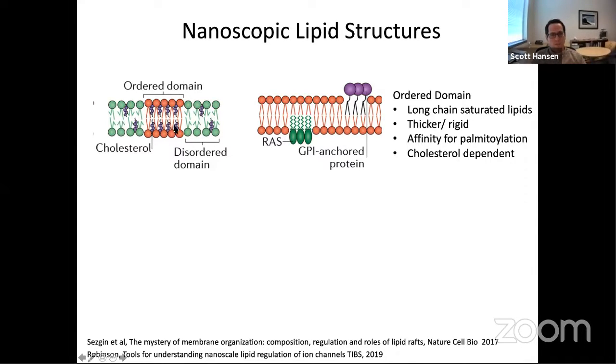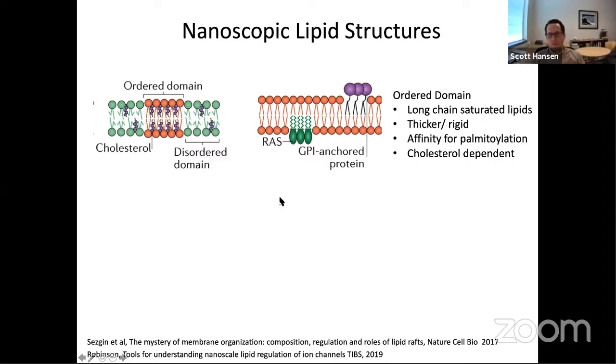And that is, one, these ordered lipid domains. They're comprised of saturated lipids. They're long chain saturated lipids, and cholesterol organizes them. There's also what is called a disordered region, where the lipids are not thought to be as tightly packed. They're a little more fluid. And there's also cholesterol in these other domains, but it doesn't appear to regulate the function of the disordered region quite the same as the ordered region.